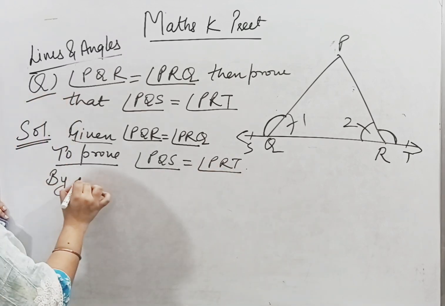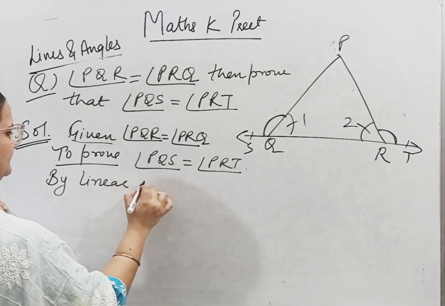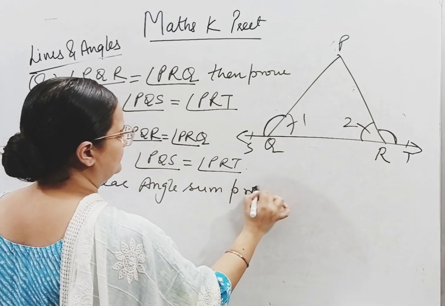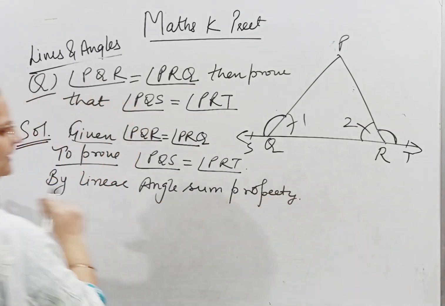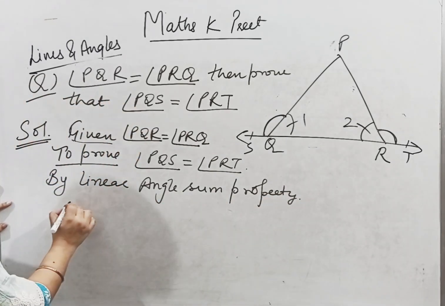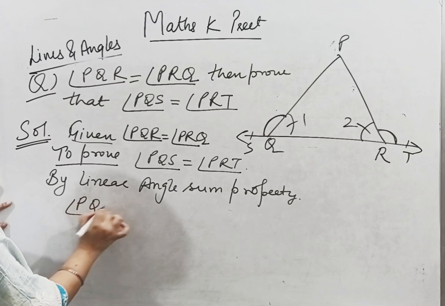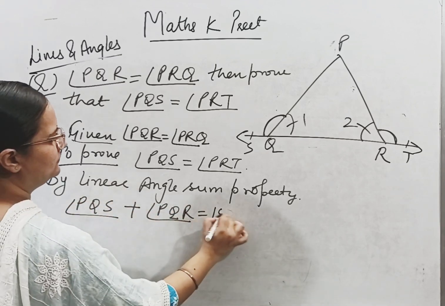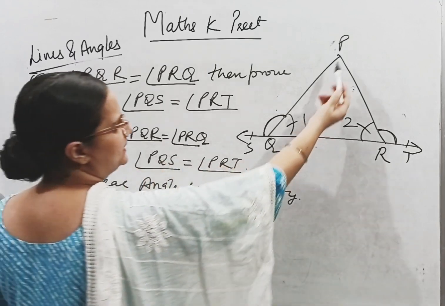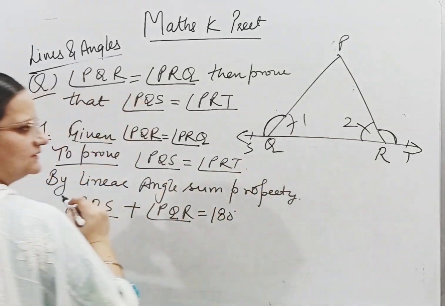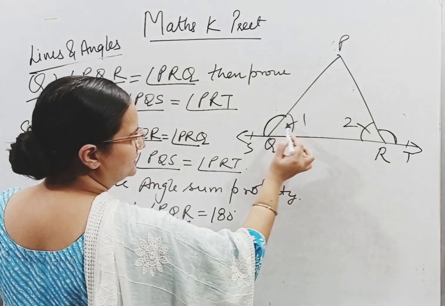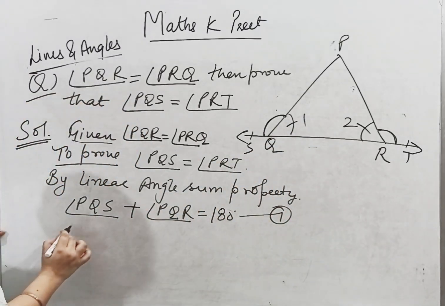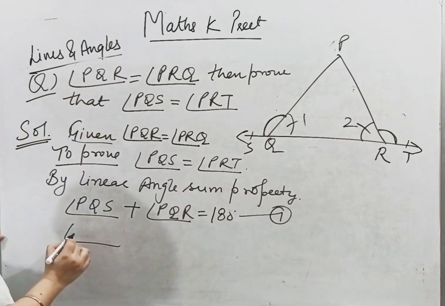By the linear angle sum property, we have angle PQS plus PQR is equal to 180 degrees. Why? Because this is behaving like a ray, and this is forming a line. This is a ray, so the sum of two adjacent angles will be 180 degrees. Mark it number 1.